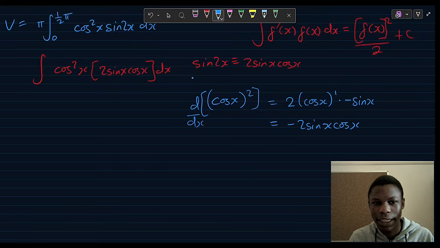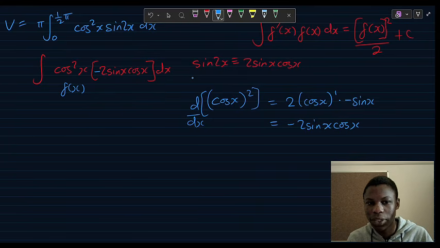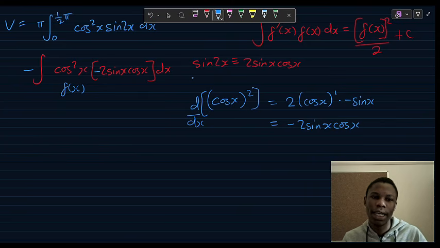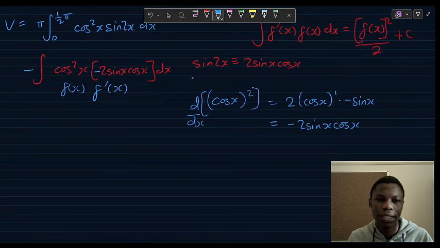We're saying that if f of x is cos squared x, then what we want as our f prime of x has to be negative 2 sine x cos x. So we need a negative sign there. If we introduce that negative sign, I can just put a negative outside so that it cancels out this negative, and that would act as a constant, right? And now we've got f prime of x multiplying our f of x with respect to x.